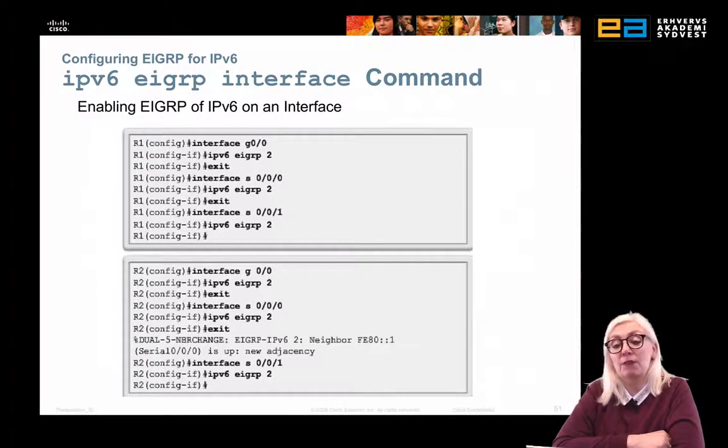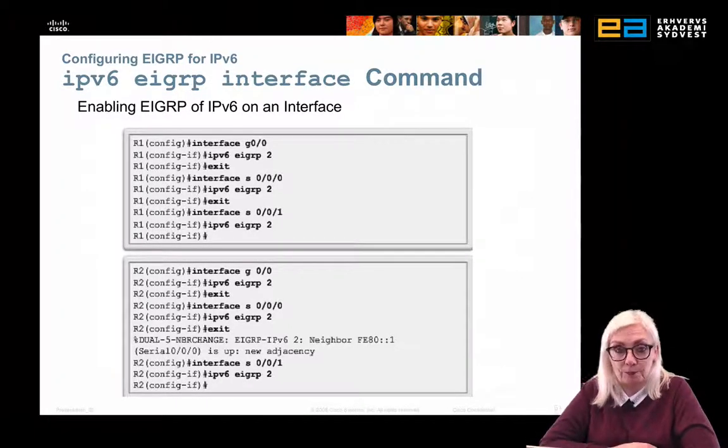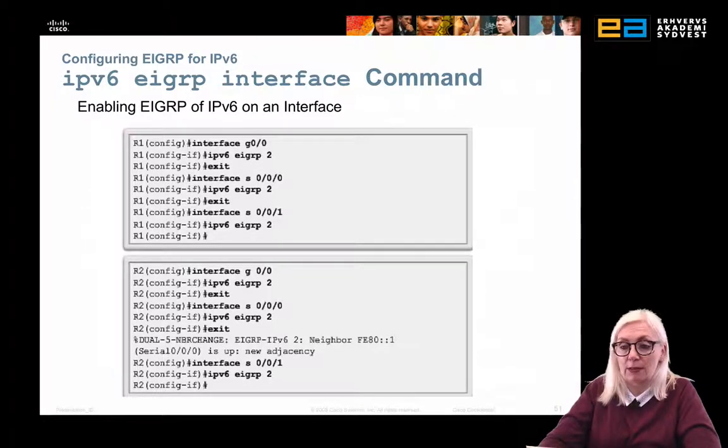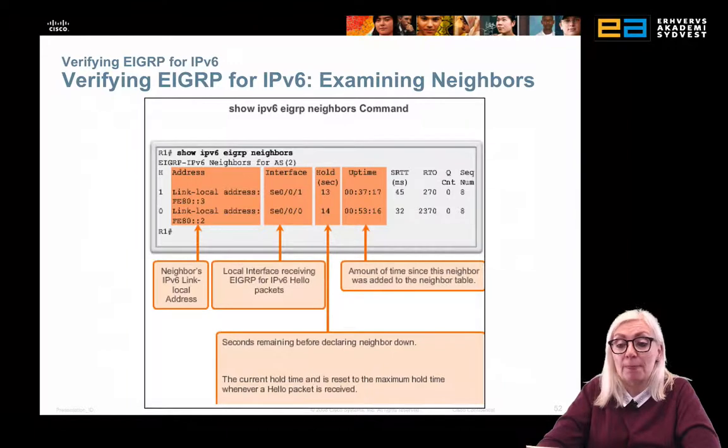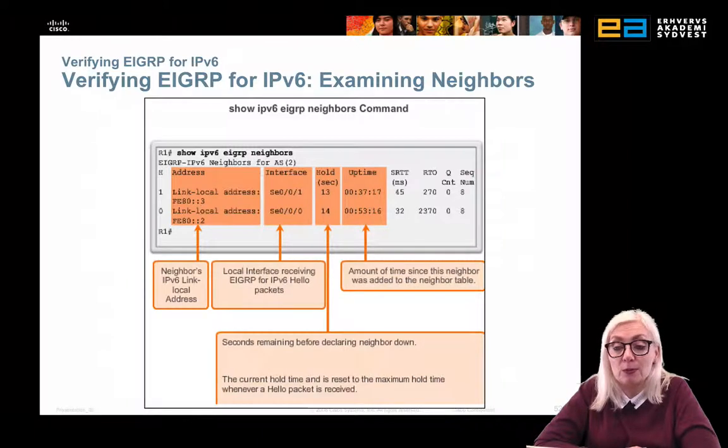We then go to the different interfaces and say, I want to use EIGRP on that interface. So go to interface G0/0, say ipv6 eigrp and the number 2 for the autonomous system, and that's it. And then do it on all of my interfaces. So again here, I implement EIGRP on the interfaces, not by using the network command when I'm using IPv6. Then I can see my neighbors, and you can see here my neighbors are shown by the link local addresses that I've set up. But otherwise, it's the same as the output that we get in IPv4.